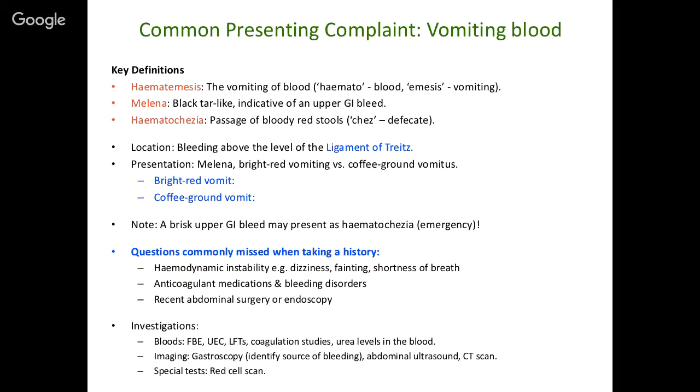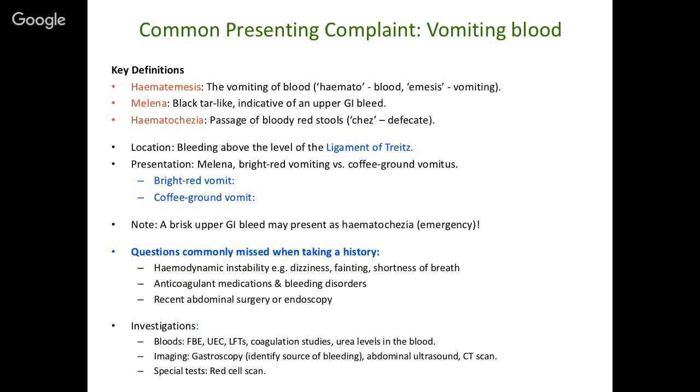Questions commonly missed when taking a history. In your OSCE, you're highly likely to get a vomiting blood or blood in my stools station, and you must ask these questions. You need to check how much blood they've lost, which you can still get a rough guide on from history. So ask, have you fainted, are you dizzy, etc. Anticoagulant medications and bleeding disorders won't cause vomiting blood on their own, but they can exacerbate cases of vomiting blood. Also ask if they've had recent abdominal surgery or endoscopy.